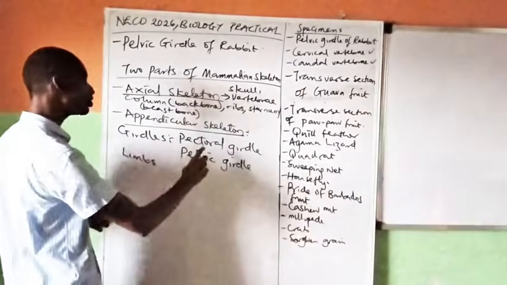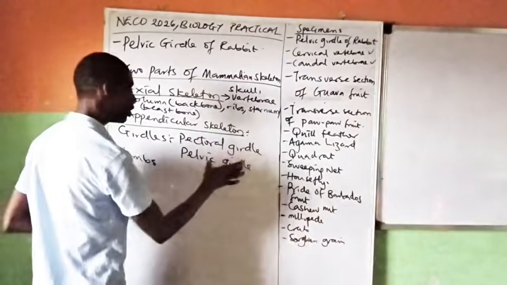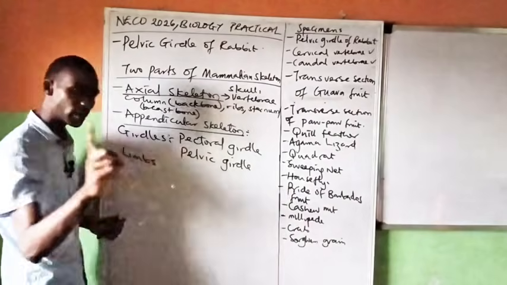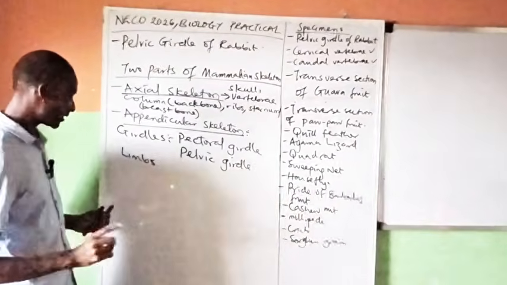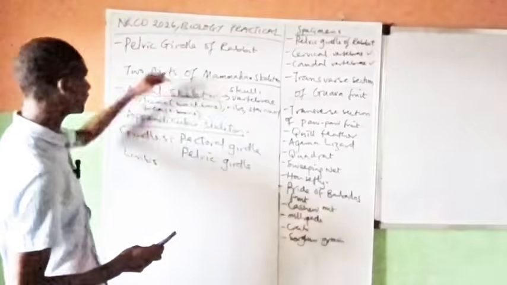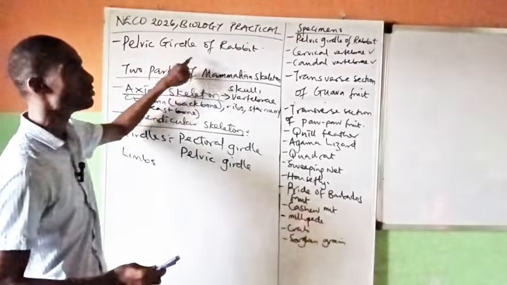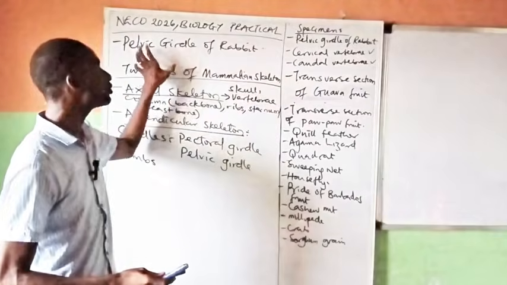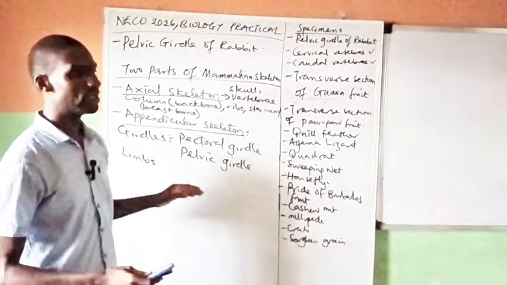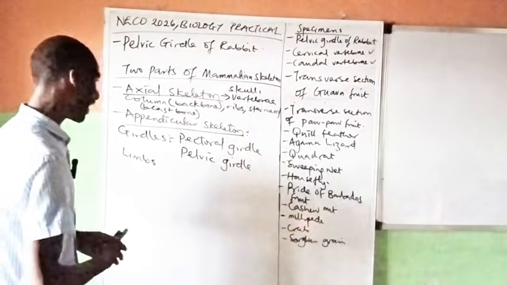So what are the bones of the pectoral girdle? What are the bones of the pelvic girdle? We'll talk about them in a moment. Why do we need to talk about them? Because they can ask you to draw this pelvic girdle and list the bones that make up the pelvic girdle. You draw and then you label it accordingly.